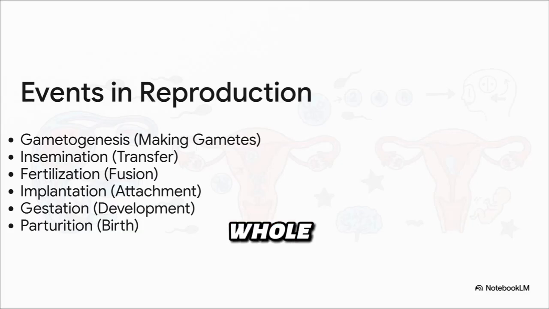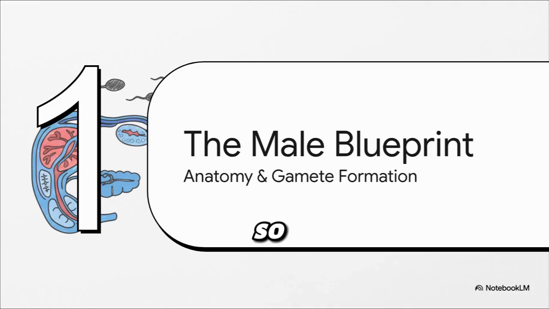Now, this whole incredible story plays out in 6 major acts. This is our roadmap for today. First, you've got to make the special cells, the gametes. Then they have to be transferred. Then they fuse together. After that, there's attachment, development, and finally, birth. We're going to walk through this journey step by step. So, where do we start? First up, we're going to look at the male blueprint. We'll cover the anatomy and that absolutely fascinating process of how sperm are made.